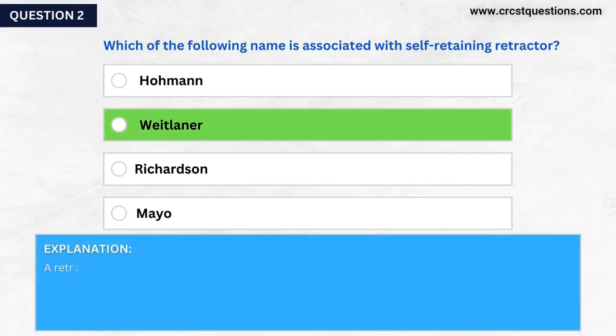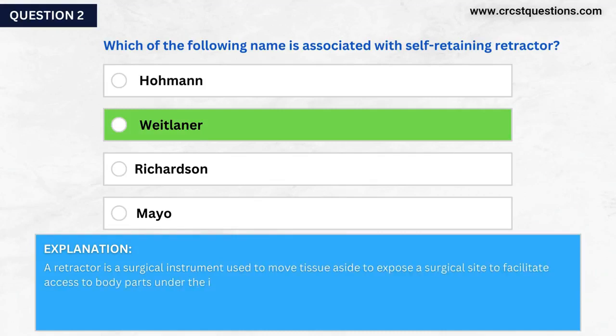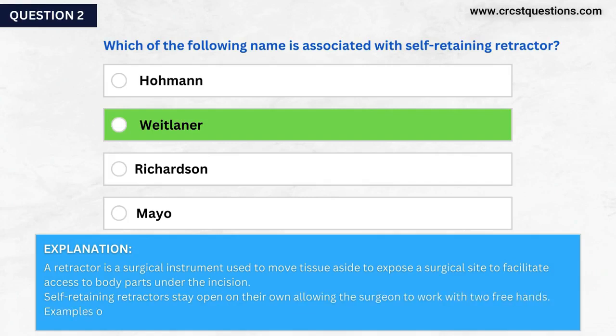Explanation. A retractor is a surgical instrument used to move tissue aside to expose a surgical site and facilitate access to body parts under the incision. Self-retaining retractors stay open on their own, allowing the surgeon to work with two free hands. Examples of self-retaining retractors are Weitlaner, Beckman-Adson, and Gelpi.